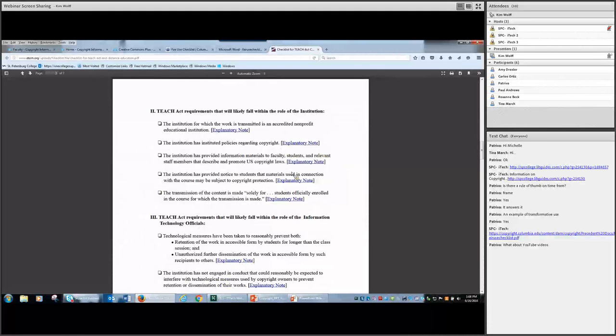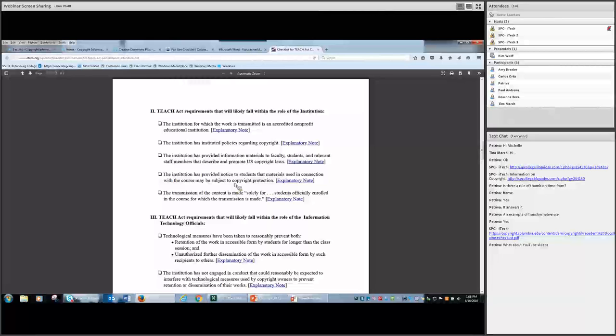So basically, there would have to be the provision that we are a not-for-profit educational institution. We have to have policies concerning the use of copyright materials. We have to make sure that as we're looking at the technological considerations, there isn't the ability for portions that may not be within fair use to be copied, downloaded, or disseminated outside of what might be permitted.